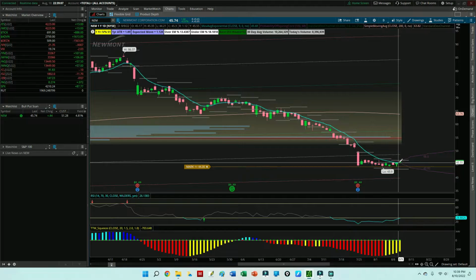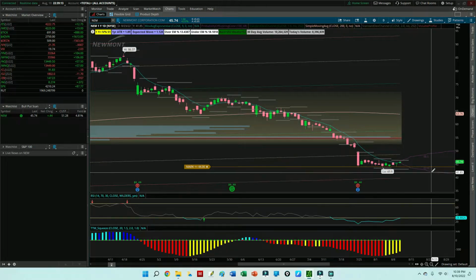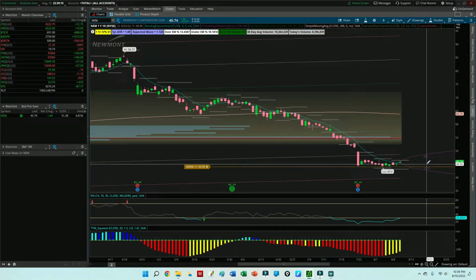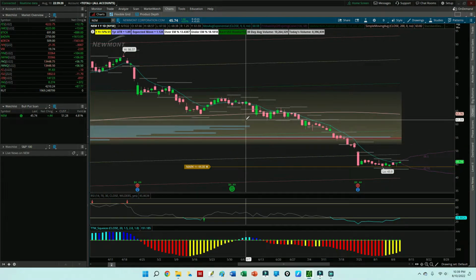But I think we might be setting up for a similar situation here, and I feel like we might be able to push a little bit higher before this ultimately continues lower or continues range bound. But I do think this has been beat up a little more than it should have been, and we'll see in the days ahead. But that's it for now.